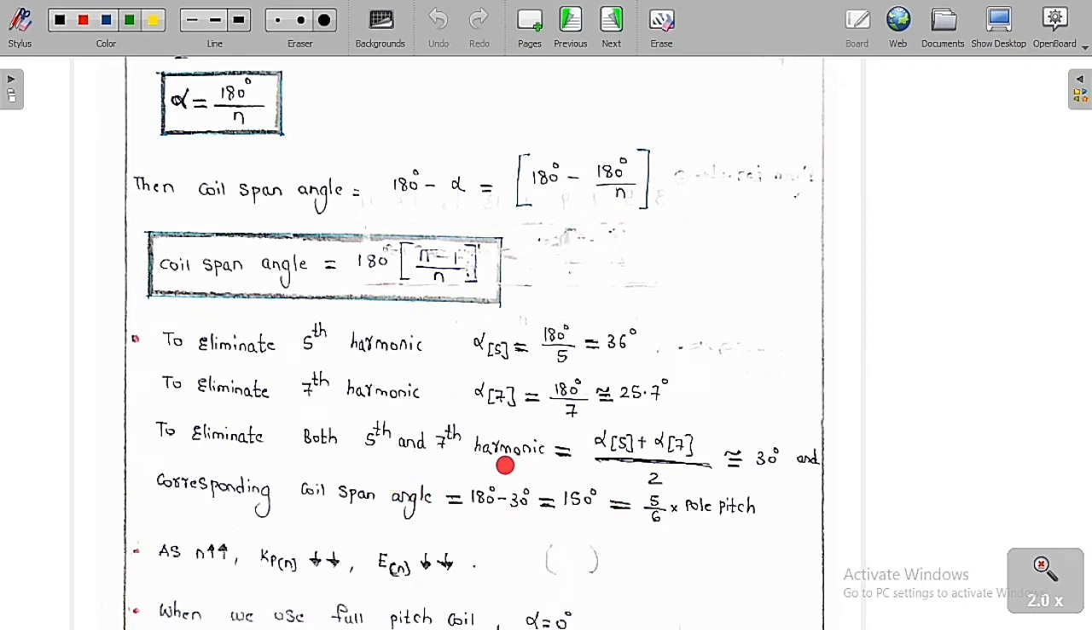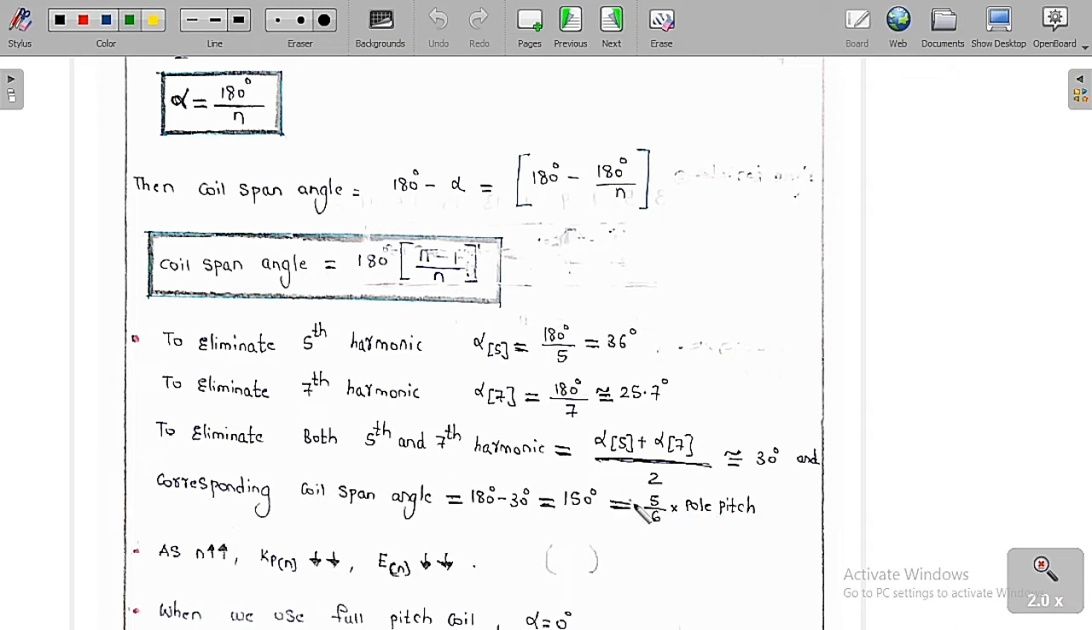So if you want to eliminate both the fifth and the seventh harmonic induced voltages, go for the average of these two values, which is 36 plus 25.7 degree by 2, nothing but 30 degree. If this is the short pitch angle you need to remove these two harmonics, then the coil span angle is 180 degree minus 30 degree, which is 150 degree. You can also call it 5 by 6 into pole pitch, because the electrical angle of the pole pitch is 180 degree. So 5 by 6 into 180 is nothing but 150 degree.